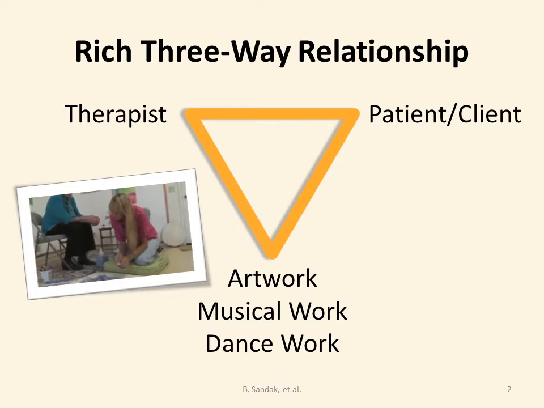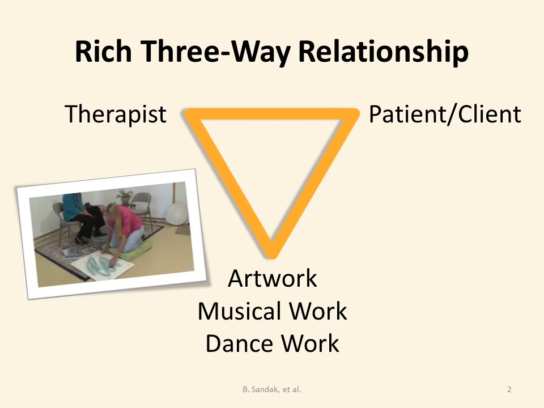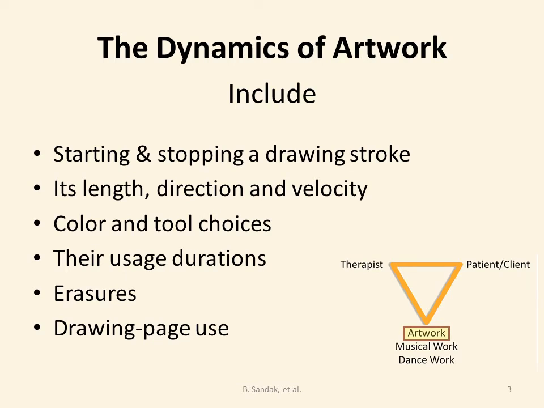As such, the visual, auditory and bodily information in the modalities of the evolving artistic construction processes are difficult to grasp. For example, in artwork, these include the starting and stopping of a drawing stroke, the length, direction and velocity of that stroke, color and tool choices, their usage durations, erasures, drawing page use, and more.